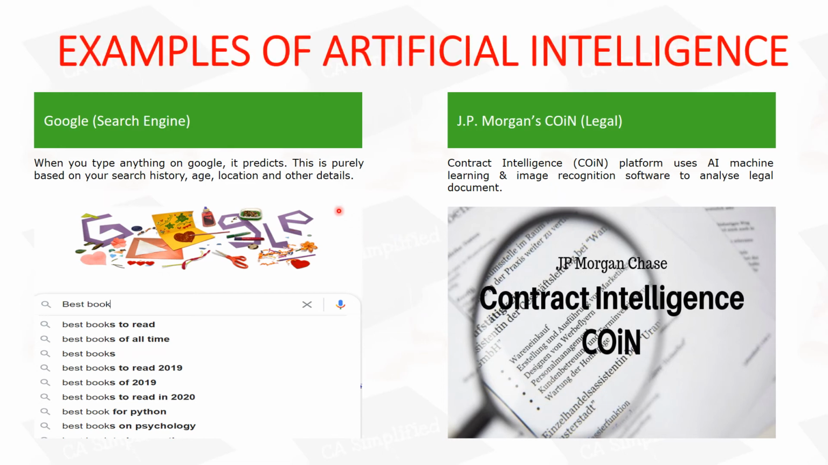Now we'll look briefly at some examples of artificial intelligence. Google search engine is one of them. We all must have experienced this. When we try to search anything via Google, it predicts the word or statement. This is done by artificial intelligence. Google predicts purely based on the search history, age, and location of the users. Then the JP Morgan Contract Intelligence Platform uses artificial intelligence, machine learning, and image recognition software to analyze legal documents. It has the ability to read around 12,000 legal documents in a matter of seconds, which otherwise would have taken 36,000 hours.